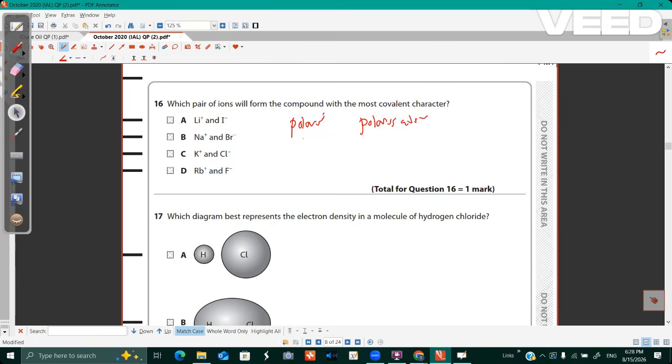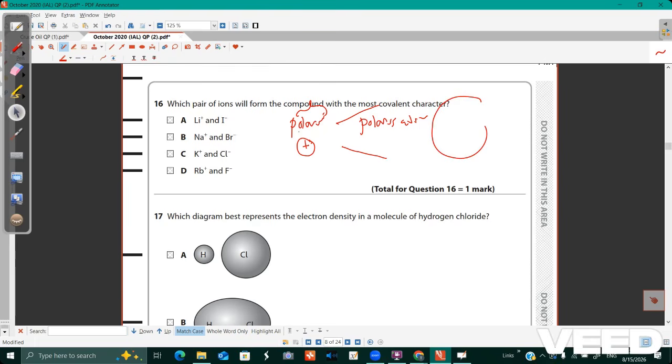Polarizability is for a cation, right? When it is smaller and has greater charge, it has the ability to attract, the ability to polarize the anion. What is a polarizer? Polarization strength, right? The ability to polarize an anion, you call it polarization strength. For an anion, it is the ability to be polarized.